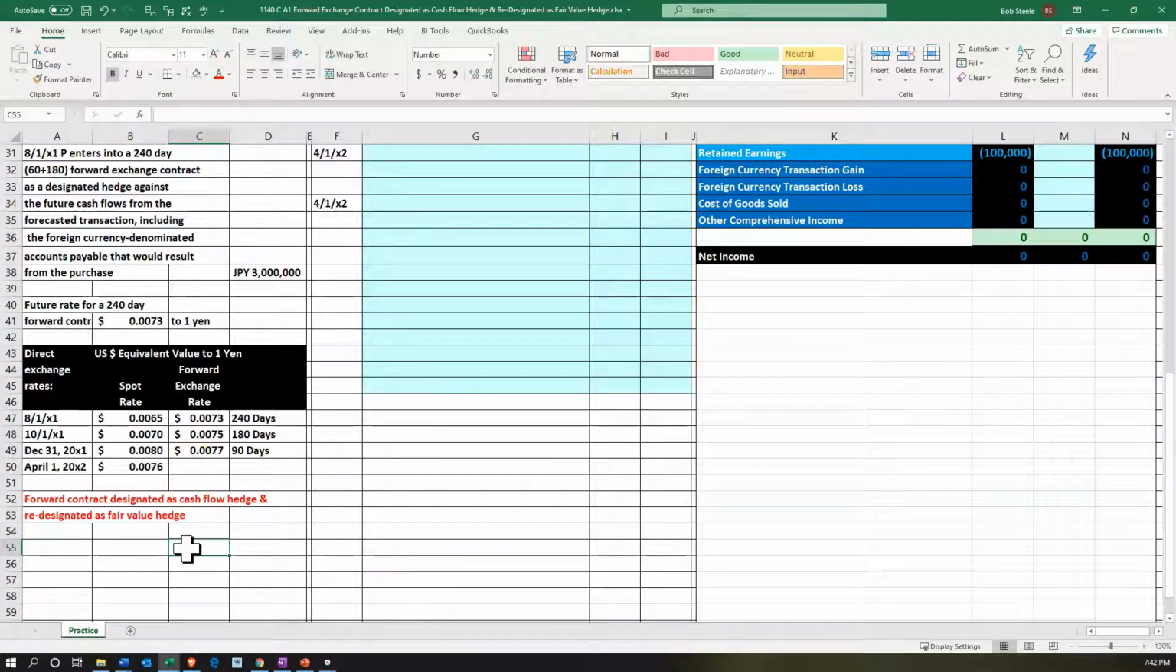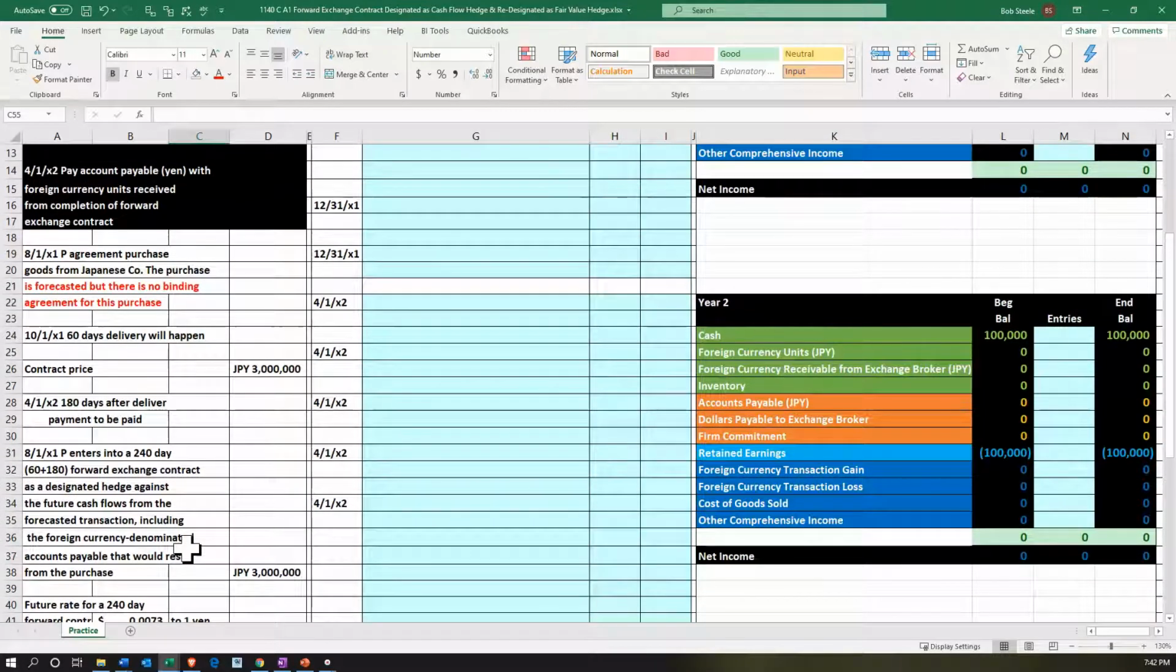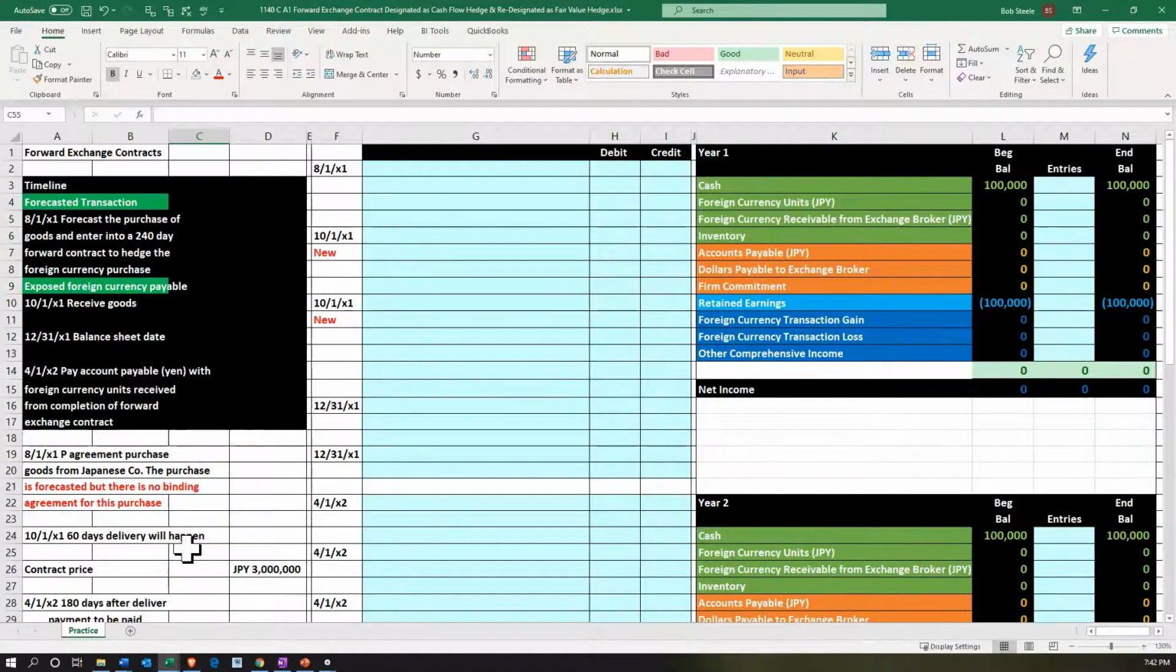We have the forward contract designated as a cash flow hedge and redesignated as a fair value hedge. That's what we're doing when we cut this full time frame for the forward contract covering this full period. Again, you can cut this in two: the forecasted transaction component, where we're forecasting a transaction that's going to happen but we don't have a contract for it dealing with foreign currency. And then the point in time that we get the contract, where we now have an accounts payable on the books, to the point in time that we actually make the payment.